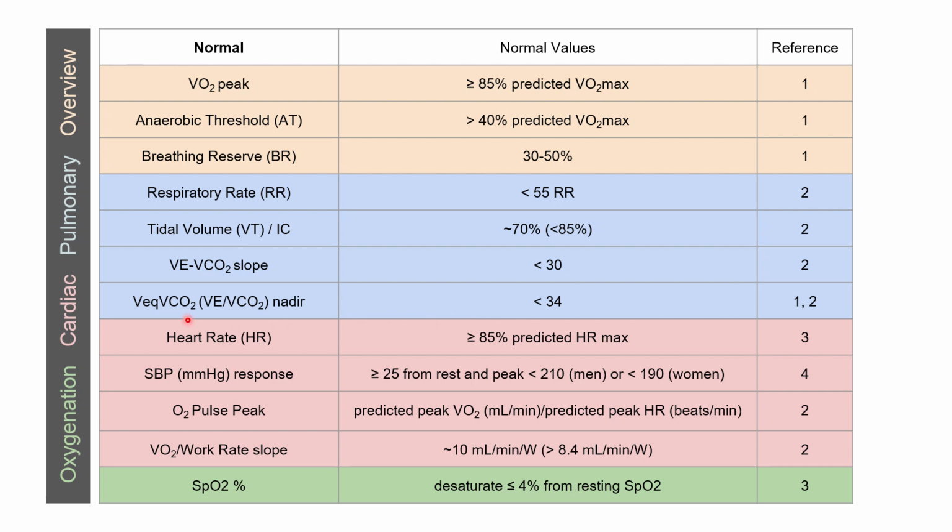Then you can look at the cardiac variables like heart rate, systolic blood pressure response to exercise, the O2 pulse of course, and the VO2 to work rate slope, before finally looking at measures of oxygenation like the SpO2. It is acceptable to desaturate up to 4% from your resting SpO2, but a desaturation of 5% or more is clinically significant. I have broadly categorized conditions as cardiac or pulmonary, so we will start with the cardiac disorders first.